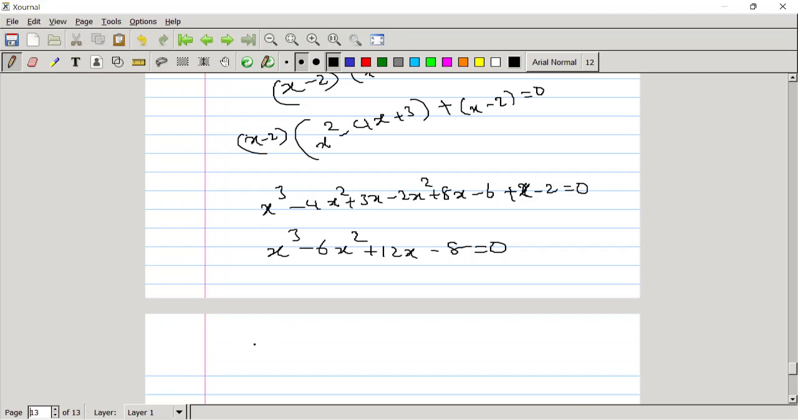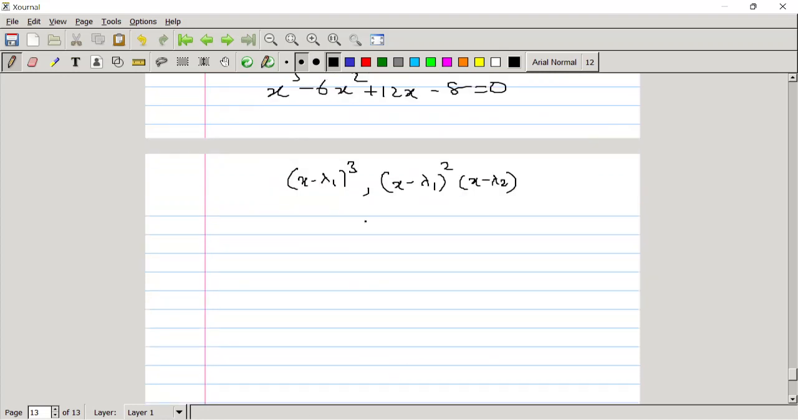If each eigenvalue is distinct, then you will get the minimal polynomial also the same. Otherwise there are three possibilities: x minus lambda 1 whole cube, this is one possibility; x minus lambda 1 whole square into x minus lambda 2, this is another; and the third possibility is x minus lambda 1 into x minus lambda 2 into x minus lambda 3. In the third possibility, this is the same as the minimal polynomial.